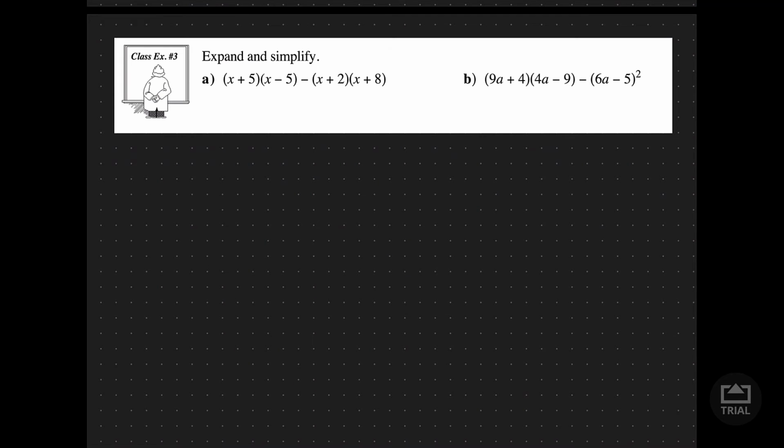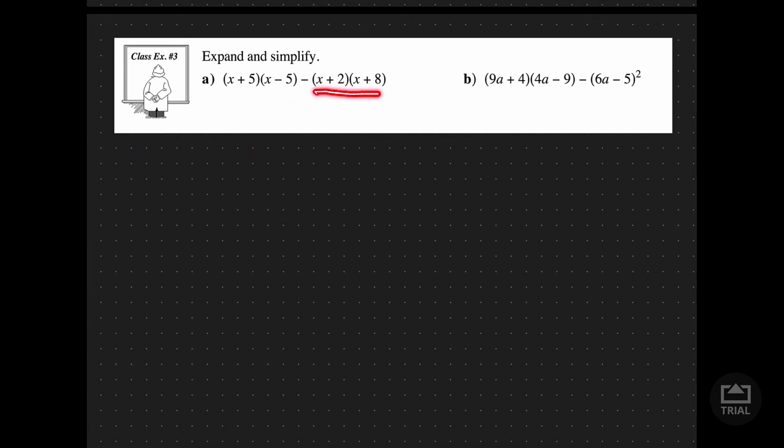Okay, class example number 3, just a little bit of the same, except they're getting a little bit more complex. So a few things to recognize right off the bat is we've got this right here. So I've got my difference of squares, positive and negative in there. x plus 5, x minus 5. So again, we can just expand that out using FOIL or follow the shortcut rules that we looked at earlier.